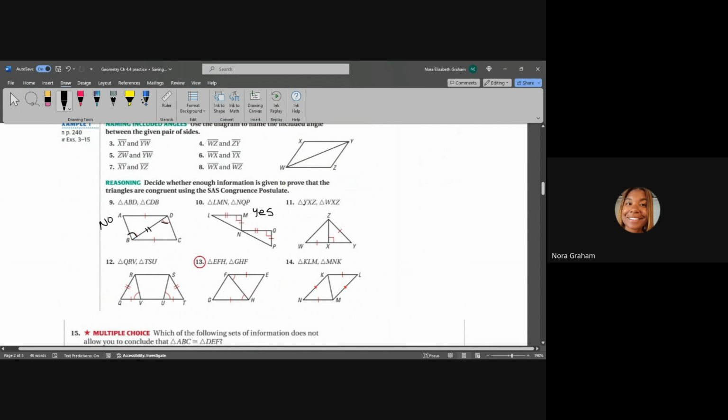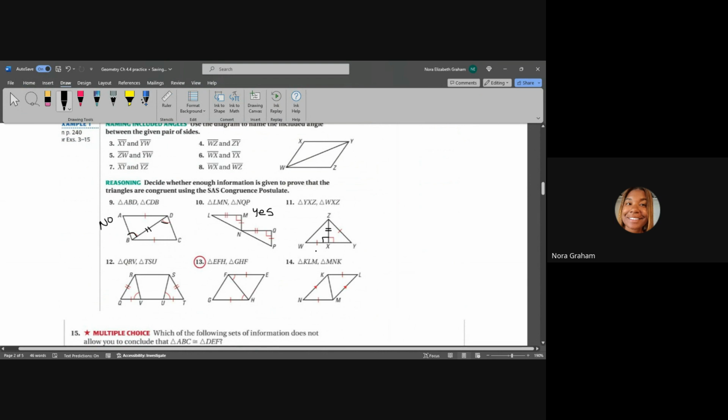For this one, we have triangle YXZ and triangle WXZ. All right. I noticed that we can count ZX as kind of like a perpendicular to WY because it creates a 90-degree angle, which is great. So that means this is going to be a 90-degree angle as well. I also know that XZ and ZX are congruent because of the reflexive property.